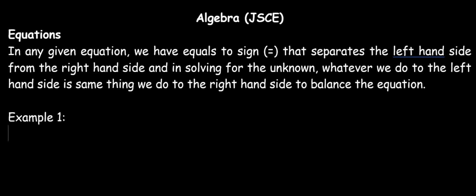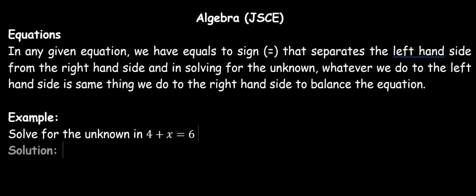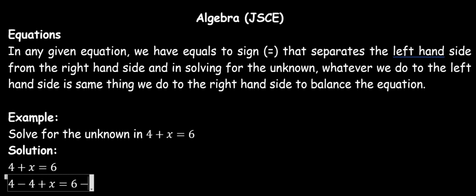Example. Solve for the unknown in 4 plus x equals to 6. Solution. 4 plus x equals to 6. We are making x the subject. We want to make x the subject formula. So we subtract 4 from both sides of the equation. That will give us 4 minus 4 plus x equals to 6 minus 4. And that will give us x equals to 2.